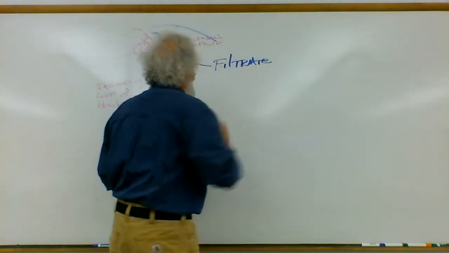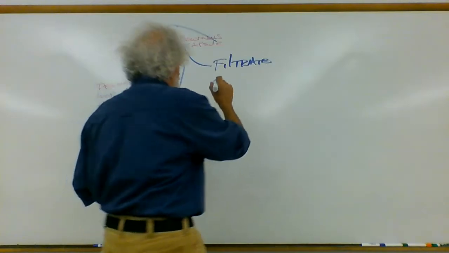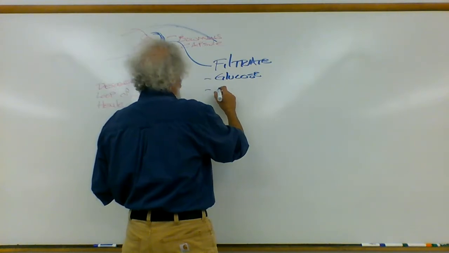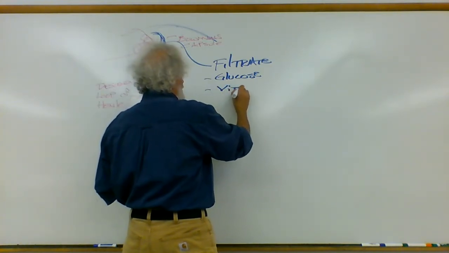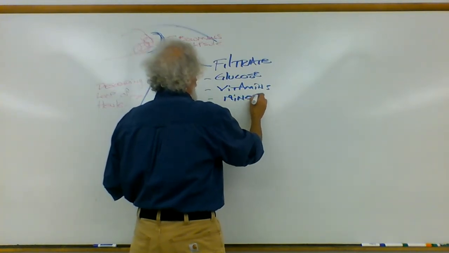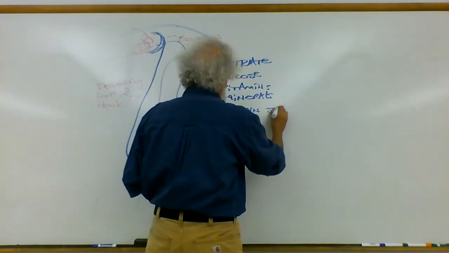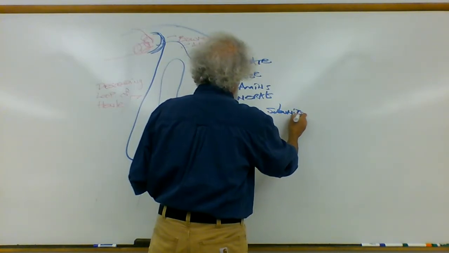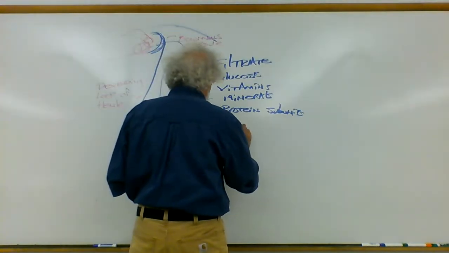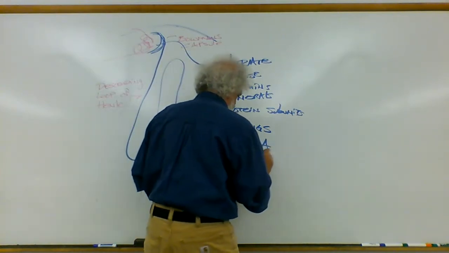Now, the difference is filtrate has got stuff that you probably just assume you want to keep. Filtrate is going to have glucose. It can have a variety of different vitamins and minerals, a variety of different metabolites, some protein subunits, i.e. amino acids, a whole range of different metabolites. It can also have a range of drugs, and of course it's going to have urea.